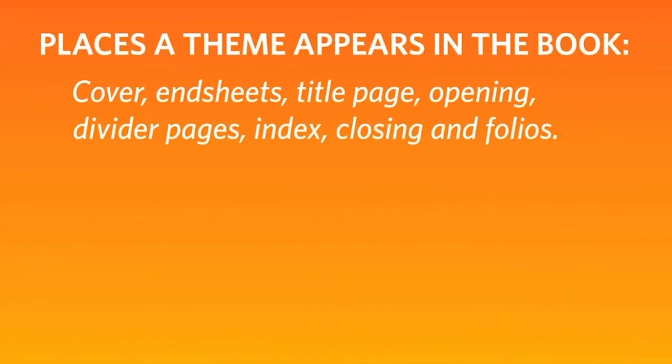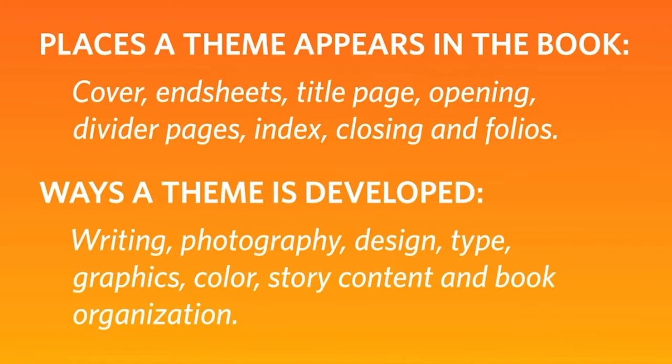So a good theme is a lot like that. It's the verbal statement and the visual look that unifies the whole book and drives the whole story of the year. A theme appears visually throughout the book: on the cover, endsheets, title page, opening, divider pages, index, closing, and folios. A well-developed theme is presented through writing, photography, design, type, graphics, color, story content, and book organization.